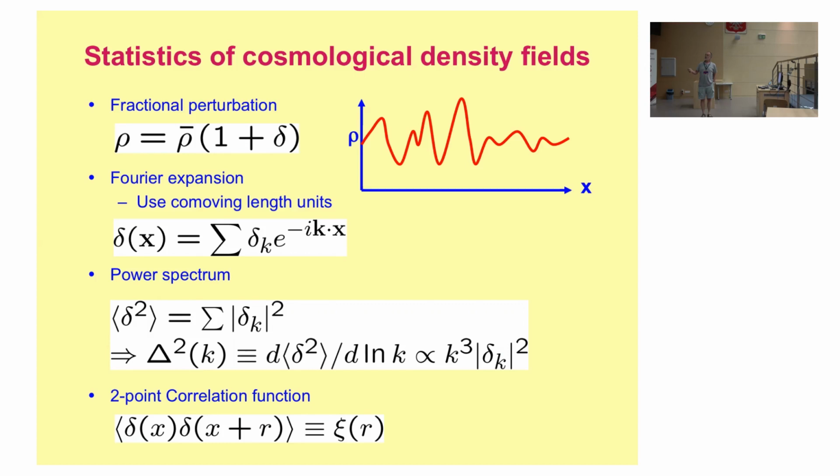The other thing that we see a lot is the two-point correlation function, phi of r. That is the average of delta times itself offset by some value r. That's the autocorrelation.